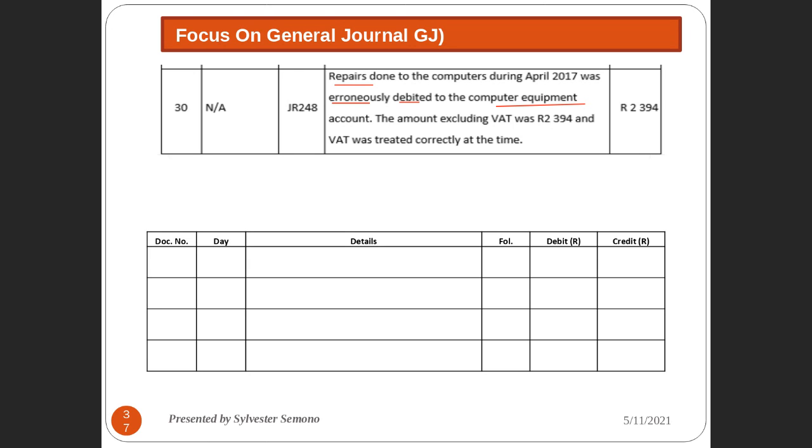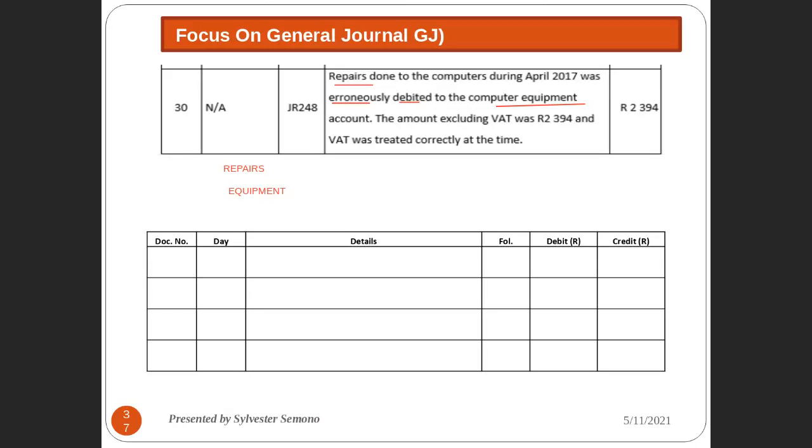Remember, we are not the ones who did the repairs. Someone did the repairs for our computer equipment. So yes, we're going to have repairs and computer equipment. Remember, you just have to switch them around. We debited computer by mistake. What must we do now? For us to fix it, we're going to credit computer.